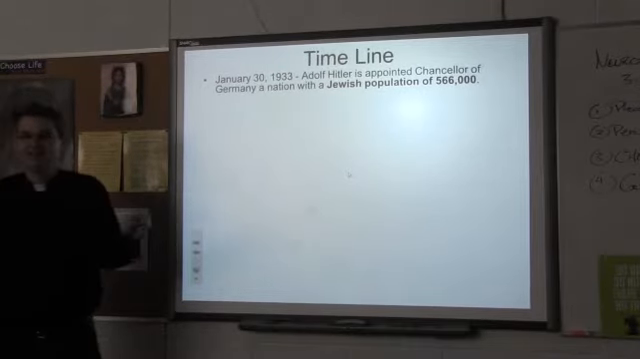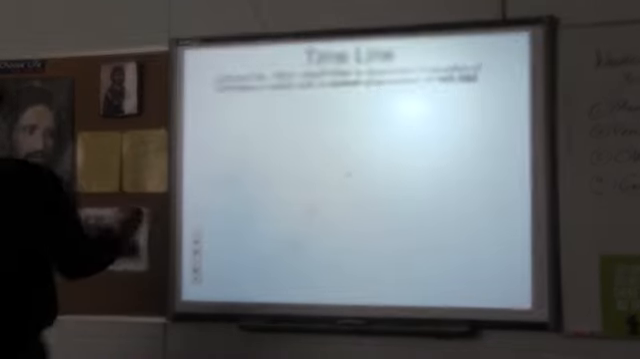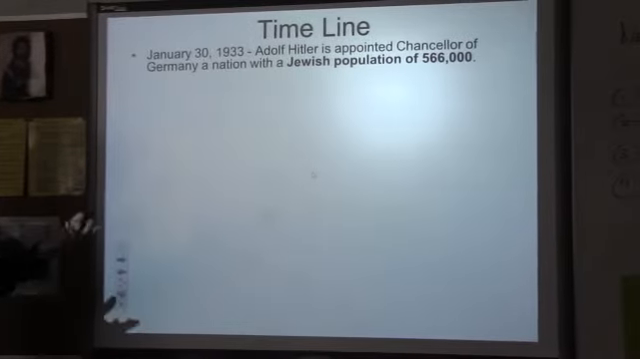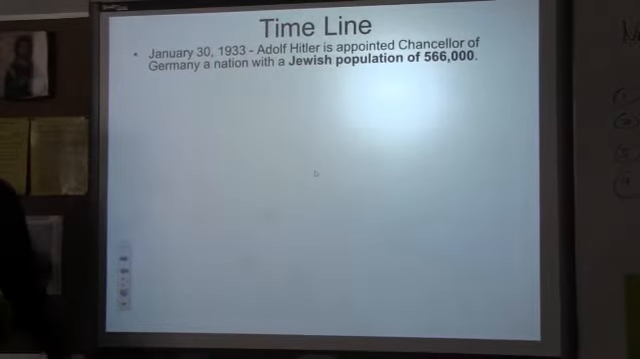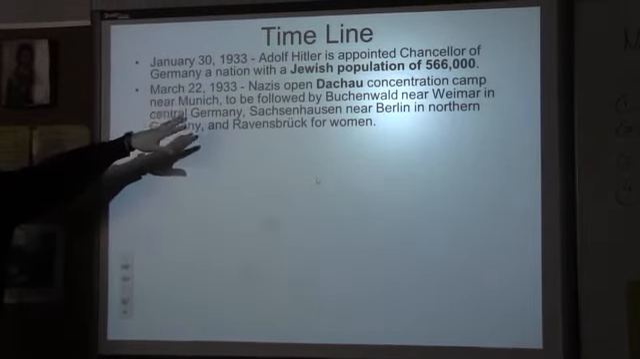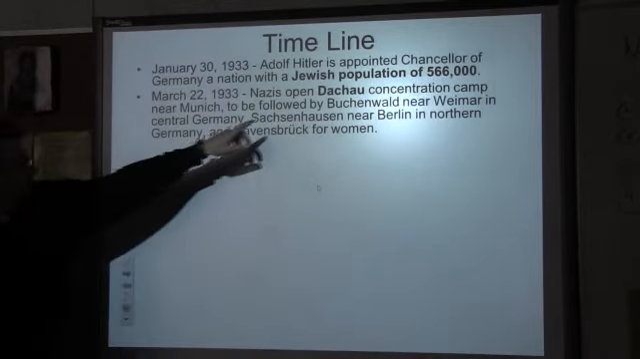So how did he kill 6 million Jews when only 500,000 Jews were in Germany? Because he was going outside of Germany. So he killed more people than the Jewish population in Germany. In 1933 then, Dachau was a concentration camp near Munich. That was followed by this.